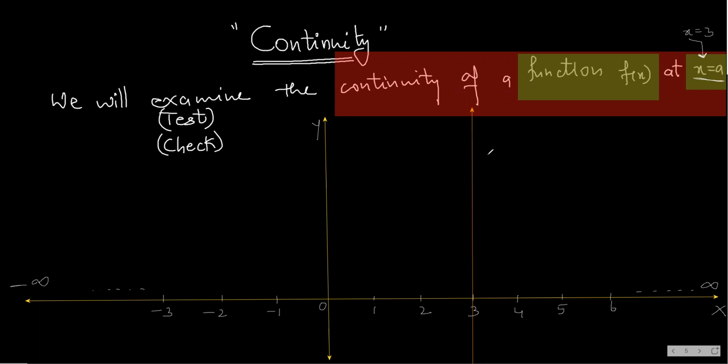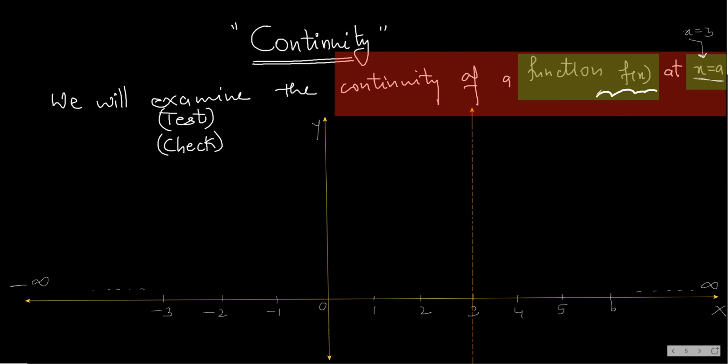On this line, we have everywhere x equals 3. All these numbers are x equals 3. On this line all x are 3. Once again, what is the aim that we have? We have the aim that we will examine the continuity of f of x.